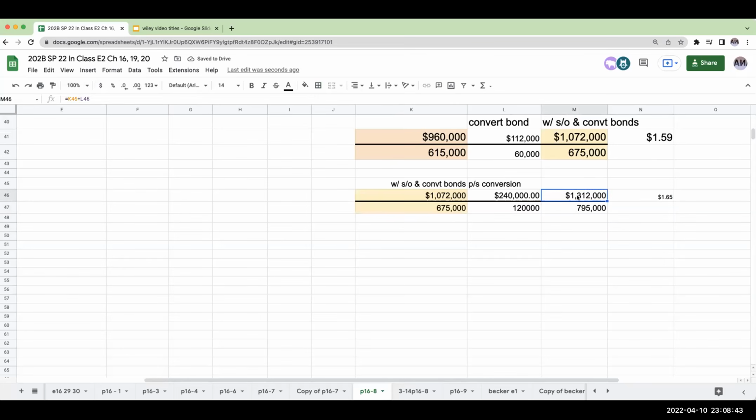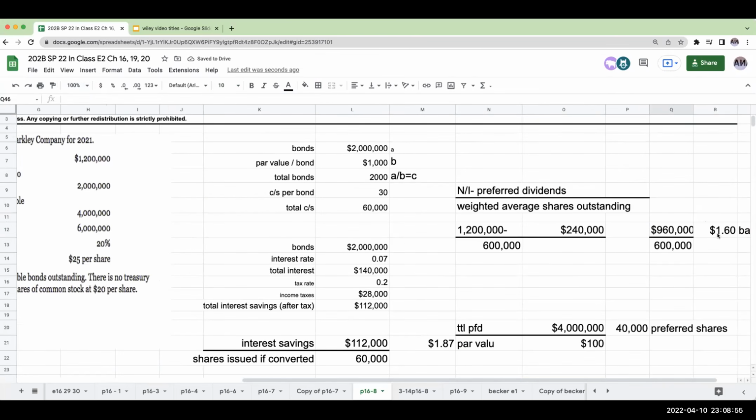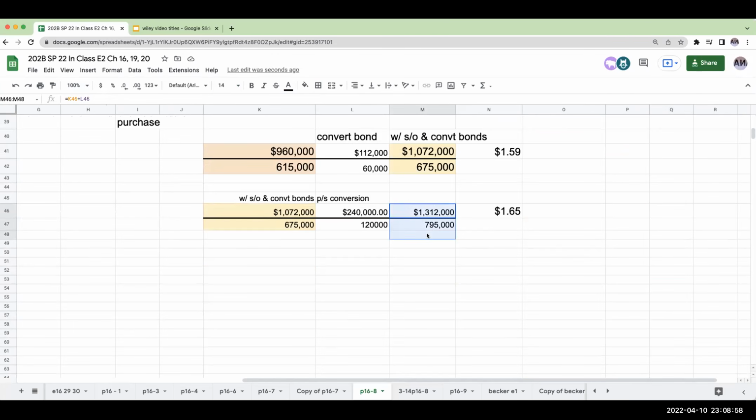I'll make sure this is right. So this is going to be $1.65. Because the $1.65 is greater than the $1.60 up here, we do not include this. So this is no, do not include, because the preferred stock conversion is anti-dilutive, as the total EPS would increase above basic EPS.